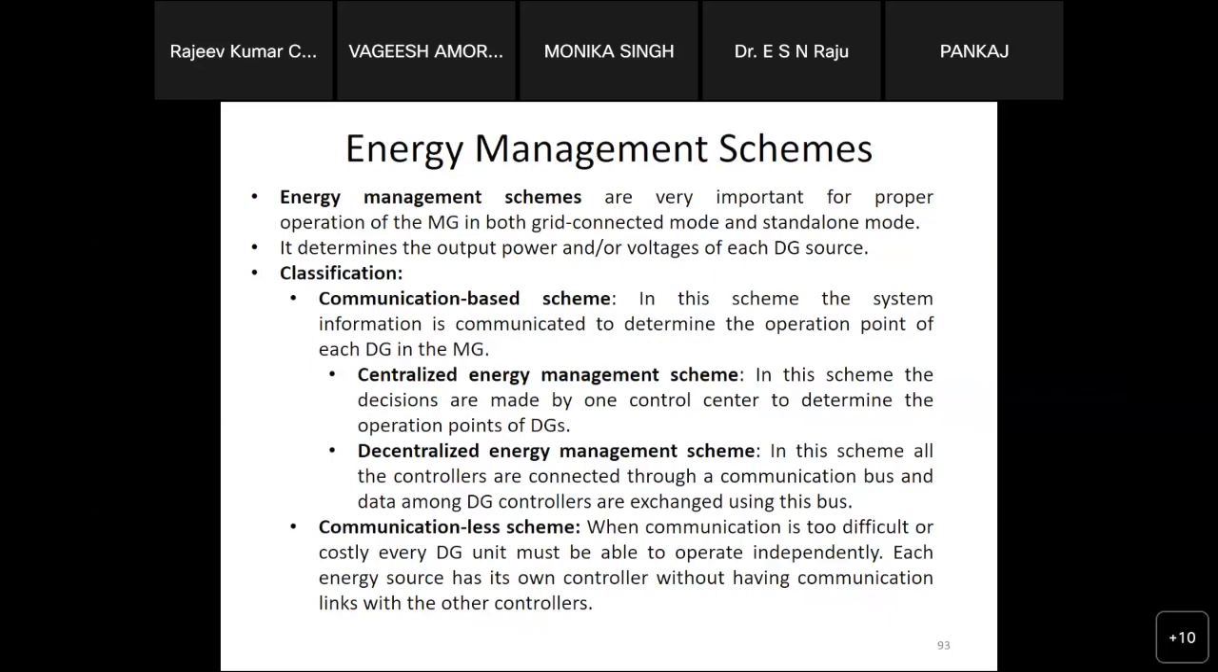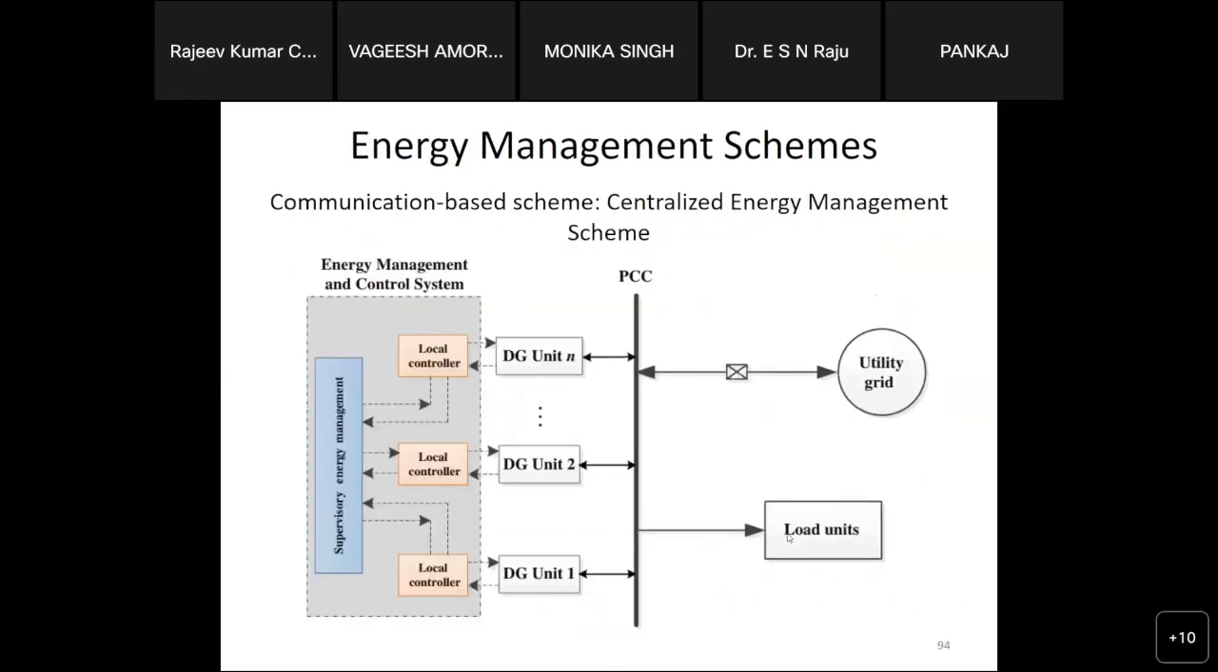In the decentralized scheme, we have controllers connected to the communication bus, and we share the data among all the DER controllers. Coming to the communication less scheme, when communication is too difficult, or when we feel communication is too costly for the DER unit, we can go for the communication less energy management scheme. In this case, each and every energy resource will have its own controller without any communication link with the other controllers. I will show all these schemes one by one and explain them.